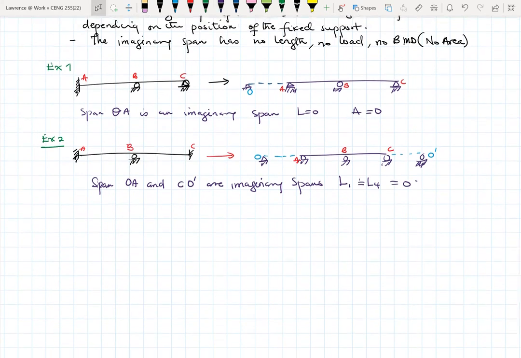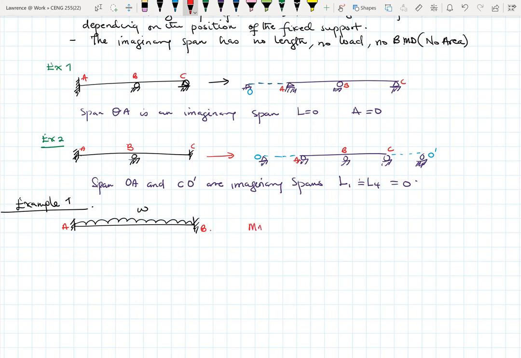So let's have a look at a proper example. Let's say I have this. We have W as our UDL, and then this is A and B. So here we can see that our MA will not be 0. Our MB would also not be 0.